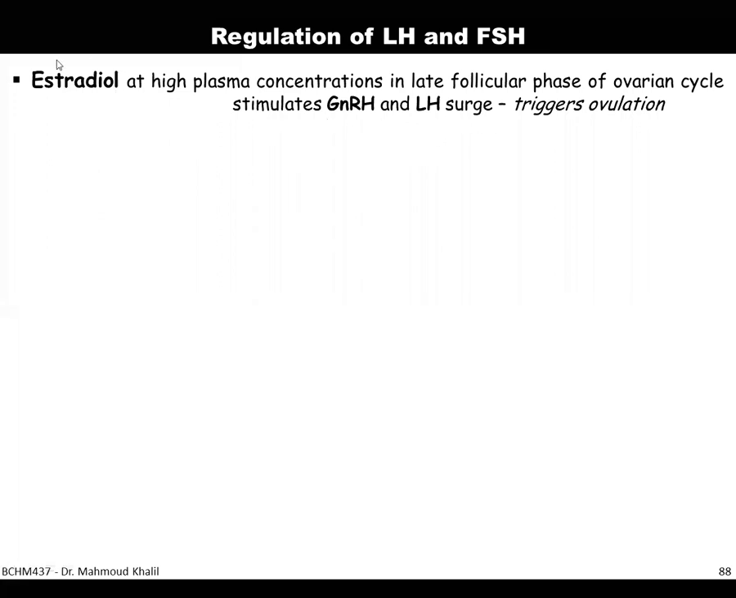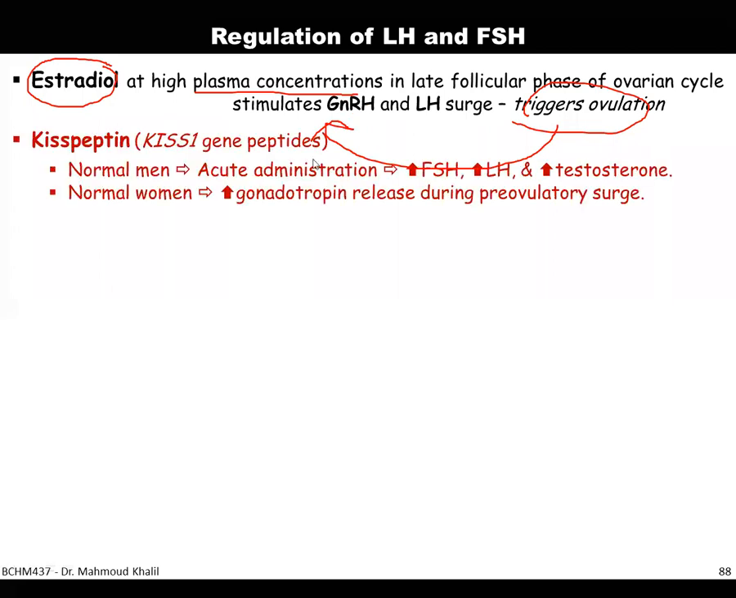So the presence of estradiol in the plasma of the blood will trigger ovulation through affecting the gonadotropin releasing hormone. So let's see some other hormones that may affect the secretion of FSH and LH as well.